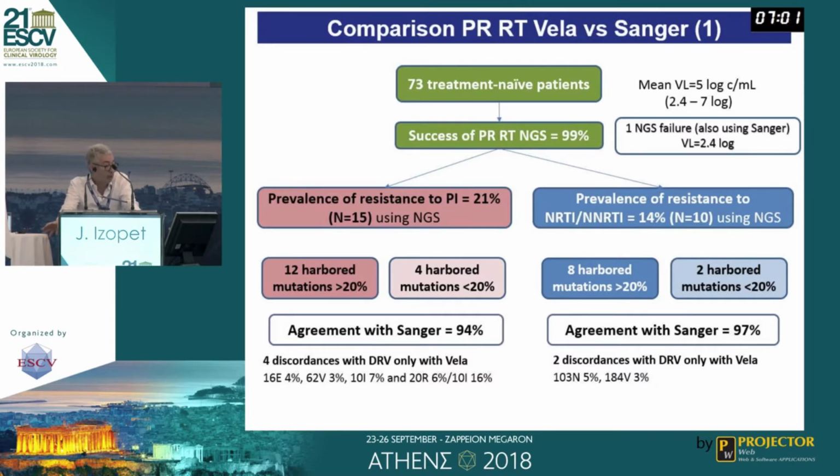The prevalence of resistance to PI was 21% using NGS, and there was an overall agreement with Sanger of 94%. There were 4 discordances with drug-resistant variants detected only with Vela, and the frequency of these mutations was below 20%. The prevalence of resistance to NRTI and NNRTI mutations was 14% using NGS, and the overall agreement with Sanger was 97%, with only 2 discordances with drug-resistant variants detected only with Vela.